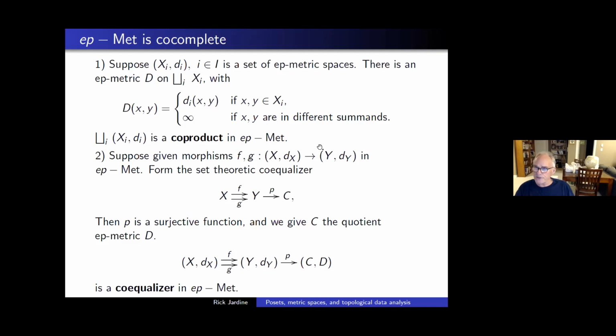This construction gives you the coproduct in EP metric spaces, and that quotient construction I just told you tells you how to put an EP metric on the set theoretic coequalizer of two maps, such that you get a coequalizer in EP metric spaces. So that means that this category is co-complete, because it's got coequalizers and all disjoint unions. And again, that's an old thing we all know from category theory. Okay, so that co-completeness is good for things.